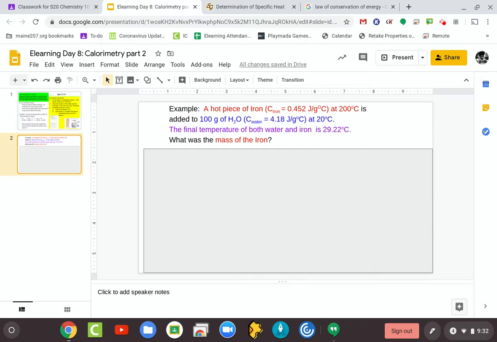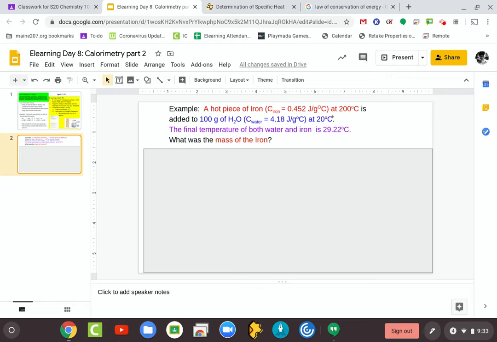So imagine a hot piece of iron, specific heat 0.4452 joules per gram degree Celsius, at 200 degrees. It's added to 100 grams of water, specific heat 4.18 joules per gram degree Celsius, at 20 degrees. The final temperature of both the water and the iron is 29.22 degrees Celsius. What is the mass of the iron?